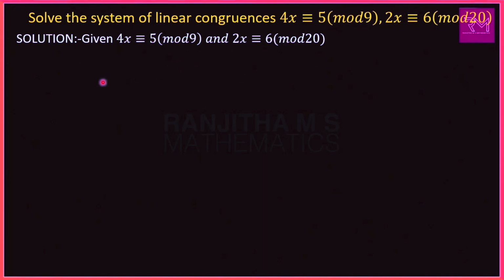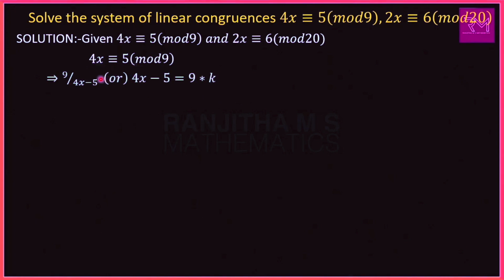That is, we have to reduce this to the x ≡ a1 mod m1, x ≡ a2 mod m2 form. For that, first take the first congruence, 4x ≡ 5 mod 9. We have already discussed in previous videos how to find the solution for this linear congruence. First you apply the congruence method here: 4x ≡ 5 mod 9.